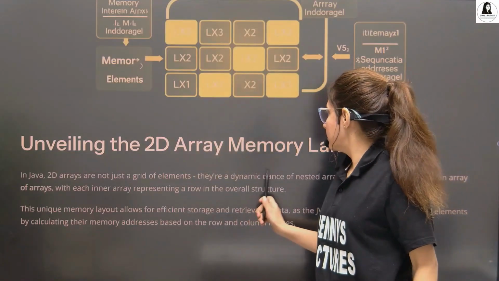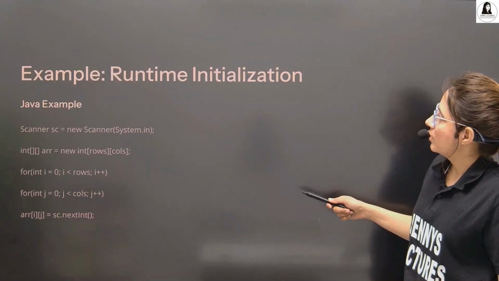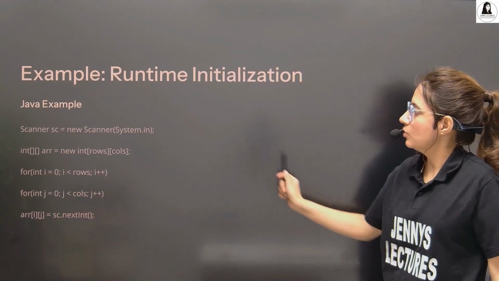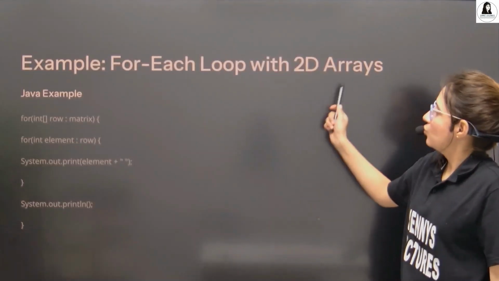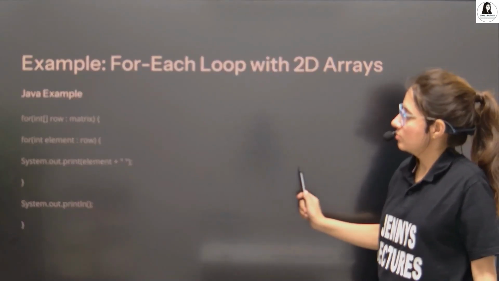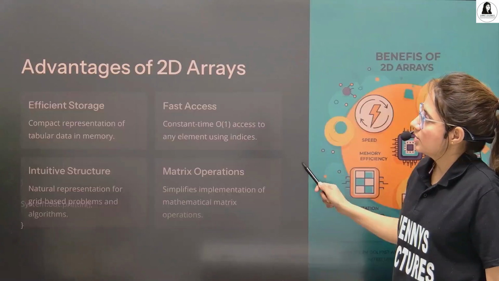So we are done with this memory representation. Then initializing a 2D array at runtime with loop. This is how runtime initialization with loops we can do. And with the for each loop also I've shown you, for each loop with 2D array. That is also not that tough. You can easily do this 2D array thing. This we have seen.